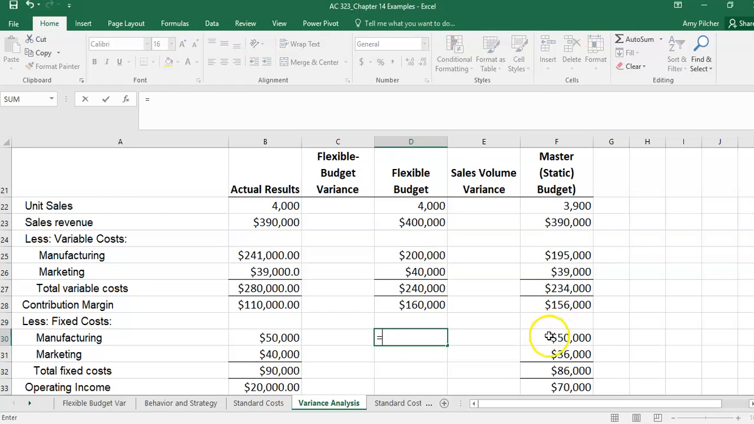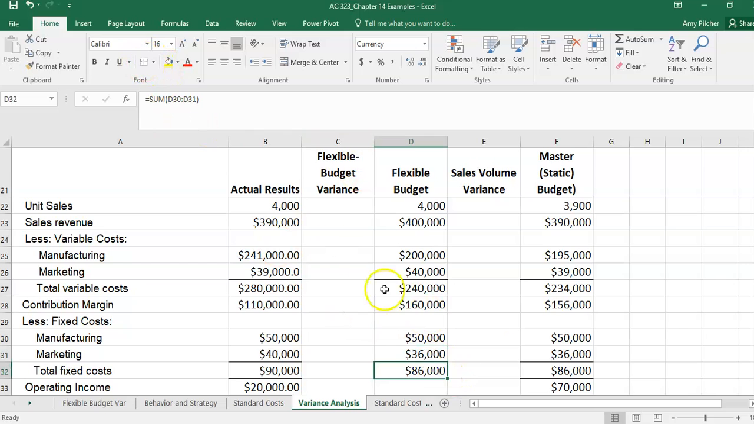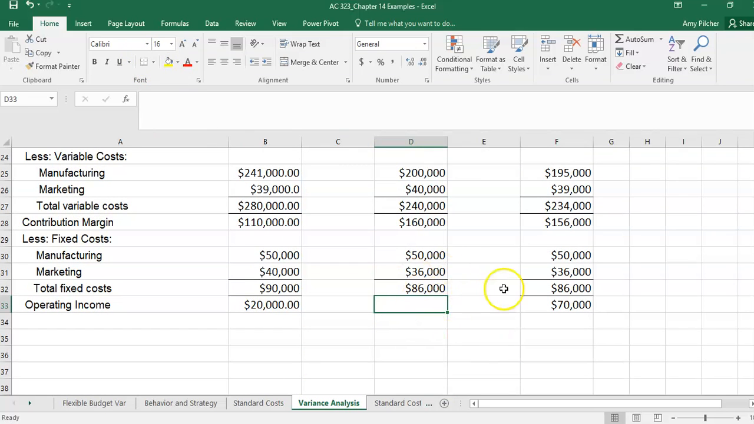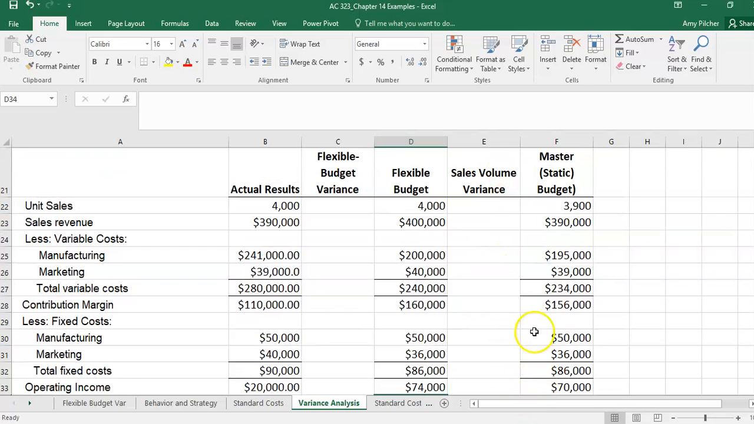Now our fixed costs would match our static budget because fixed costs stay the same within the relevant range from our cost volume profit chapter. So our flexible budget operating income is $86,000. So now we would look at our variances between our actual results, the flexible budget amount, and our sales volume variance. So let's do the sales volume variance first.